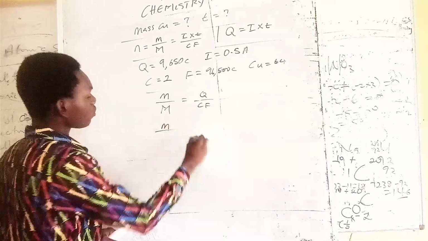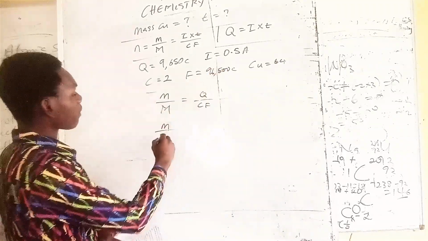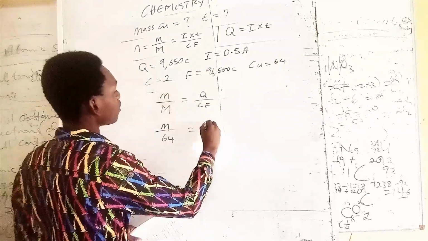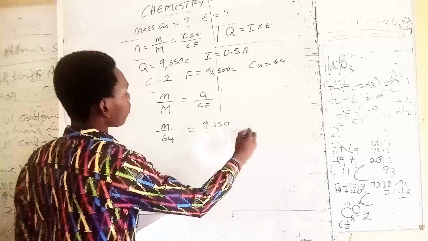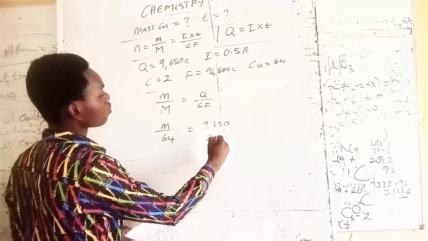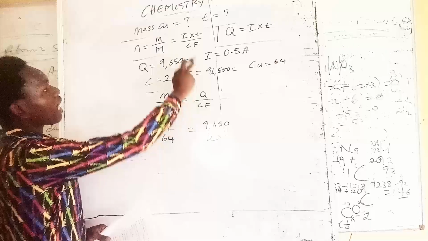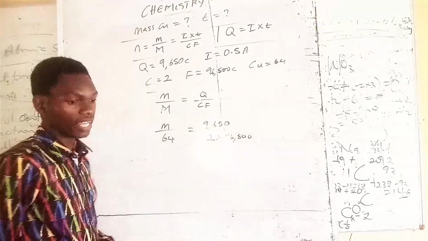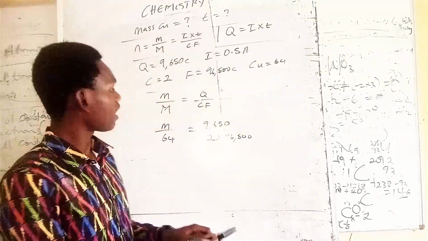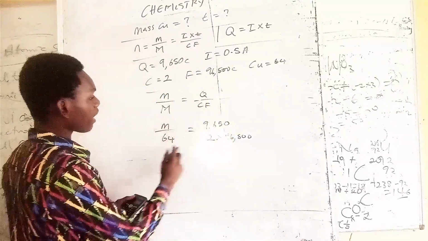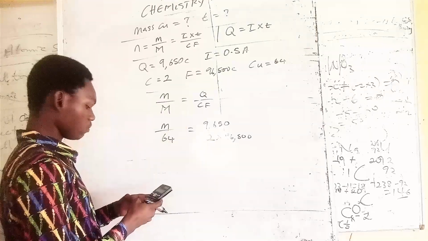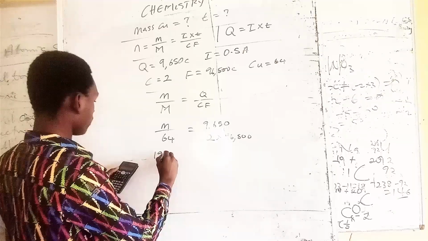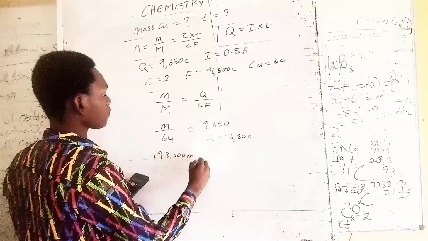Now let's plug in our parameters. m, we are asked to find, so it is unknown. Our molar mass of copper is 64, which is equal to Q, which is 9,650, all over C, which is 2, times F, Faraday's constant, which is 9,650. Now let's simplify and see the answer. Multiplying 2 times 9,650 gives us 193,000.